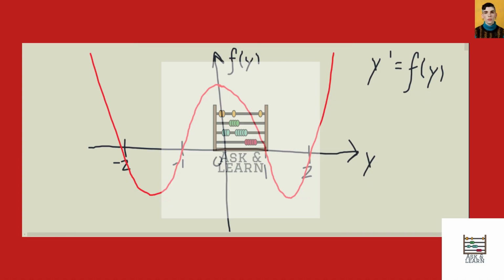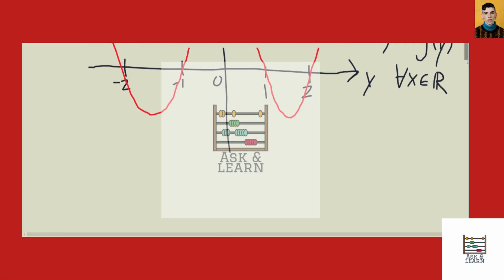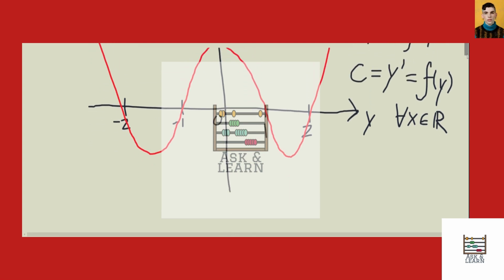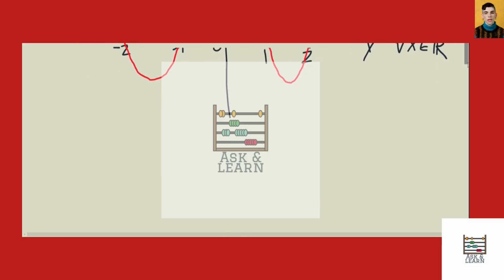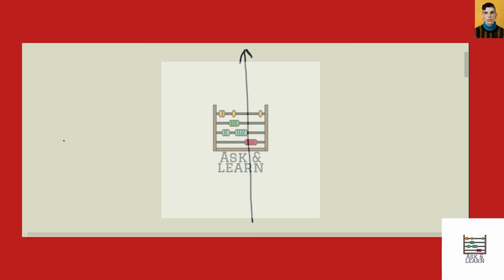Suppose that c is some real number which is equal to y prime, and this is equal to f of y. So we get that c is equal to f of y for all x in the real numbers. So we can look at horizontal lines. Now, draw this on the x and y axes.